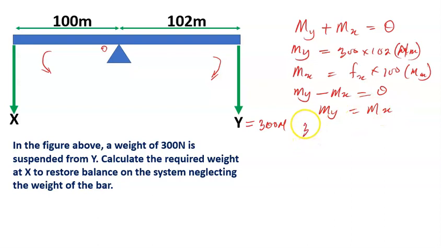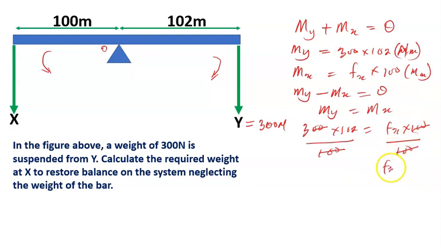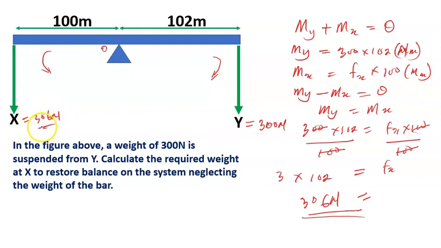So in place of M y, I'm saying that 300 times 102 must be equal to F of x times 100. Divide both sides by 100. 100 here is 1, and 100 here I'm left with 3. So F of x must be equal to 3 times 102, which is equal to 306 newtons. So in order to restore balance to this system, I must place a weight of 306 newtons at x.